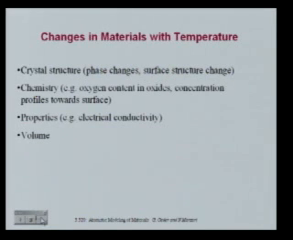Chemistry can be very important. Changes in chemistry as a function of temperature is sort of an often overlooked one. When you work with materials, many of them are open systems to the environment. A perfect example is an oxide. If you take an oxide, that's by definition open to the environment because it can exchange oxygen with the environment.